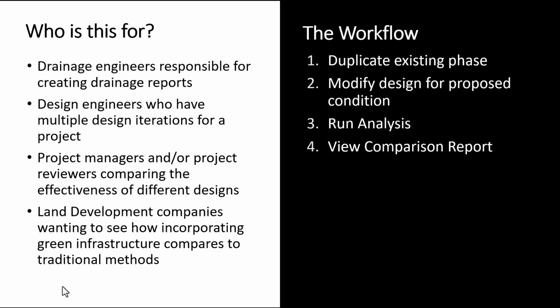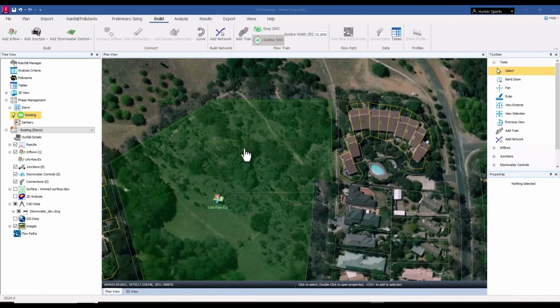The workflow that we're going to look at is we're going to duplicate an existing phase, modify the design for proposed condition, run the analysis, and view the comparison reports. We're then going to see what it would look like if you incorporate a lot of different designs. Really, the workflow doesn't change. We're just going to show how this can handle multiple different phases. Now that we've talked about this workflow, let's see what it looks like in action.